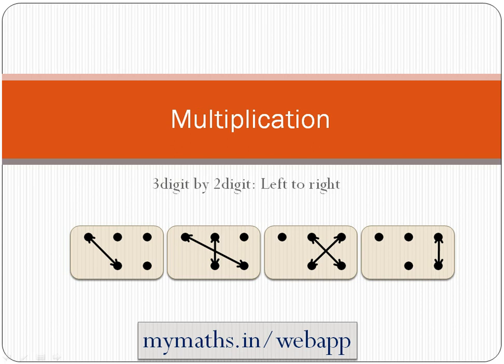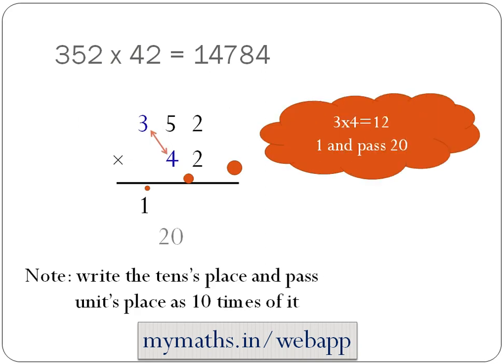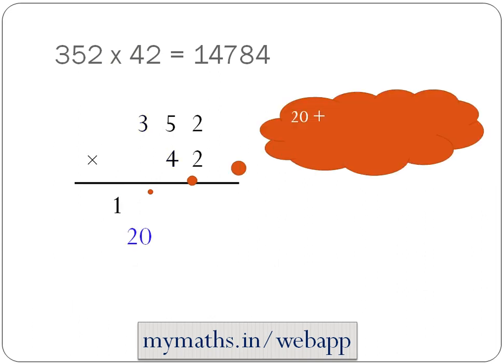Let us take the example 352 times 42. So here the leftmost part we observe that it is 3 times 4 as 12. So retaining 1 we pass 2 as 20. So for the next calculation it is 20. The pass 20 is there.